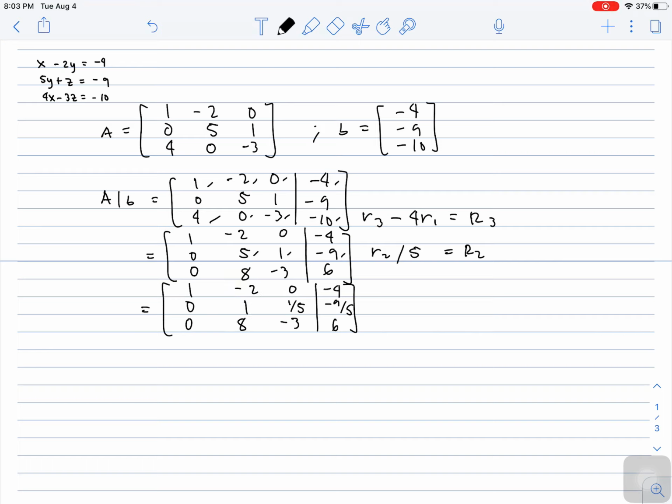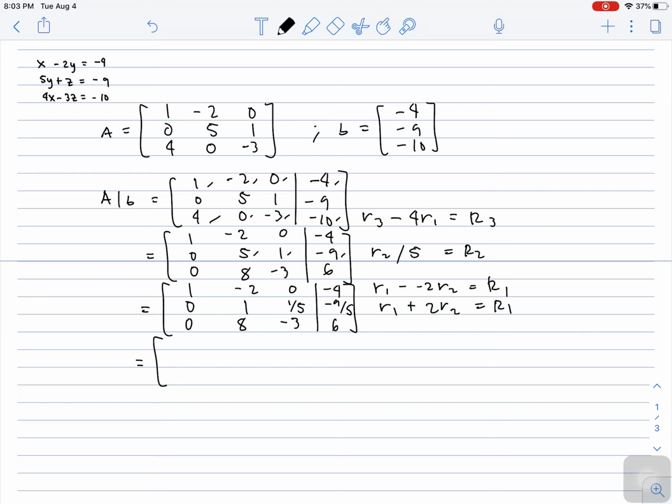So let's start with the first row. r sub 1 minus negative 2 multiplied by the pivot row, which is r sub 2, is equal to our new r sub 1. So simplify this formula: r sub 1 plus 2 r sub 2 is equal to the new r sub 1.